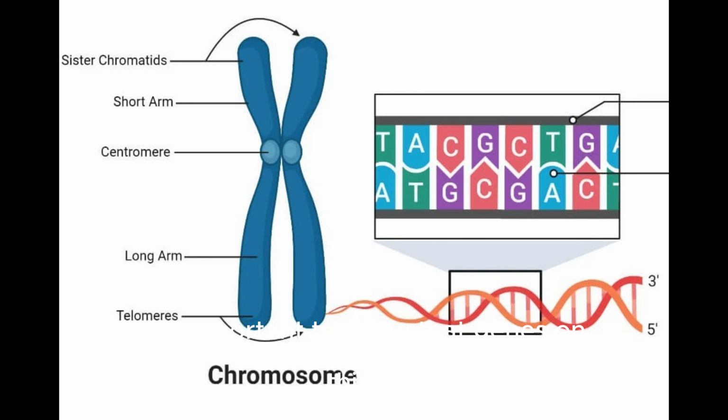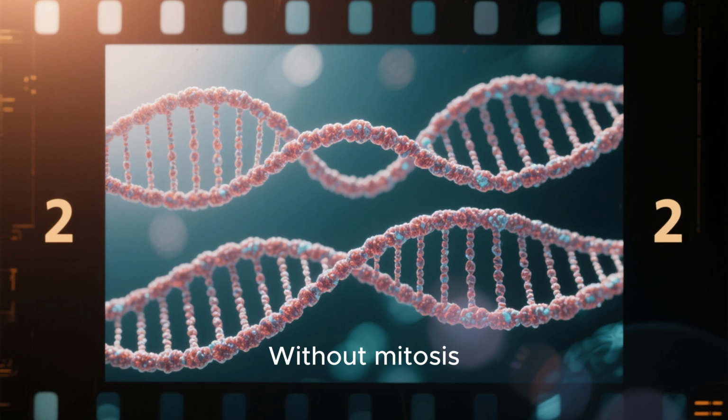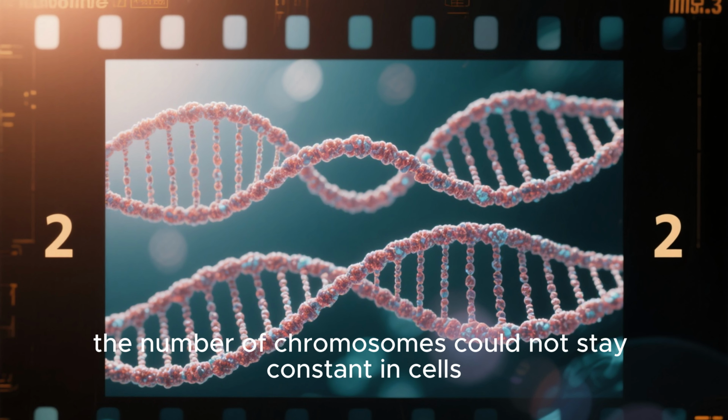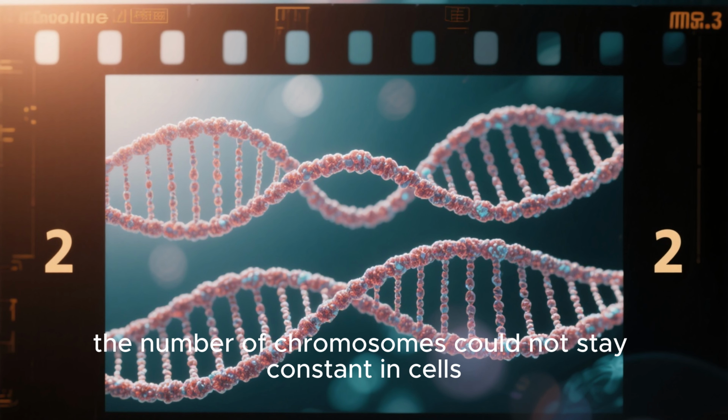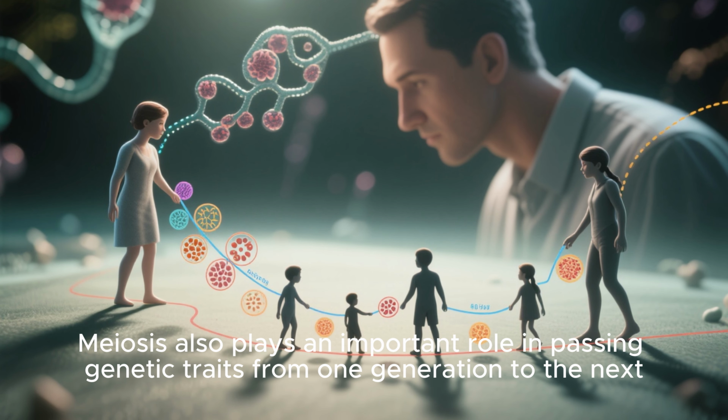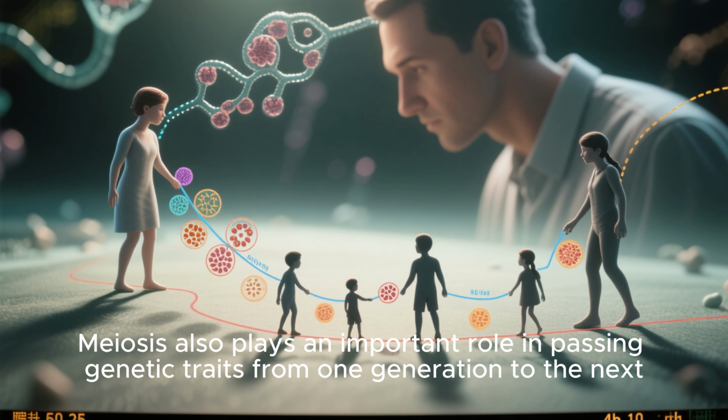It is important to know that genes on chromosomes control the features of living things. Mitosis is a very important and natural process. Without mitosis, the number of chromosomes could not stay constant in cells. Meiosis also plays an important role in passing genetic traits from one generation to the next.